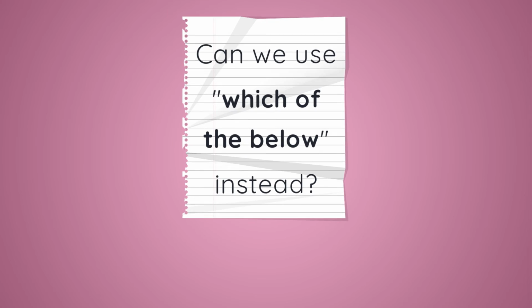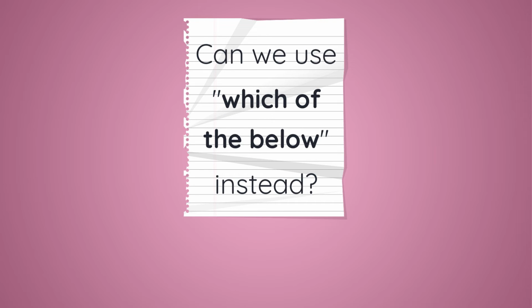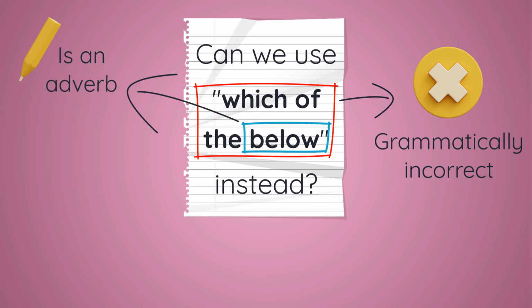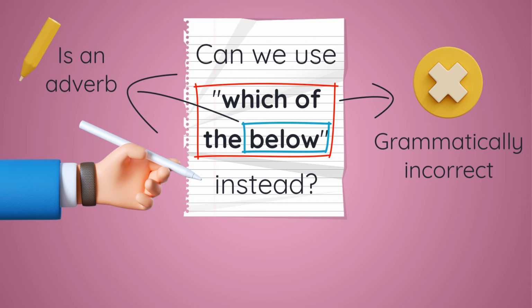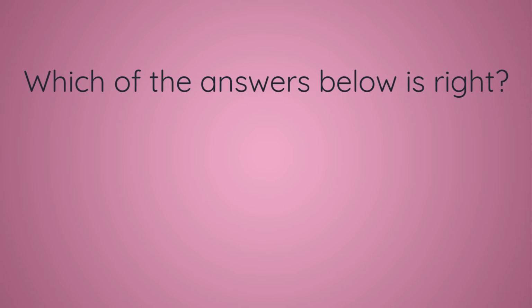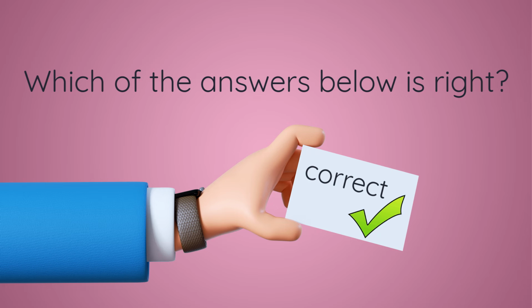Can we use "which of the below" instead? Well, the phrase "which of the below" is grammatically incorrect. That is because "below" is an adverb. However, there is one way to use "below" in this phrase. We need to add a plural noun before "below." Take a look at the following example to get this better. Which of the answers below is right? Here, the plural noun "answers" has come before "below," so this question is grammatically correct.